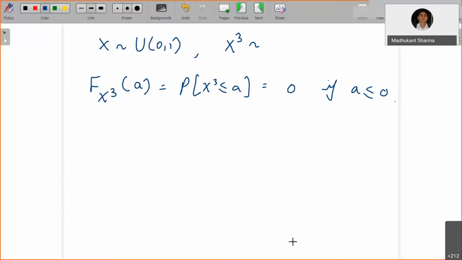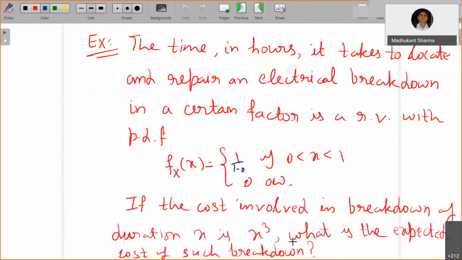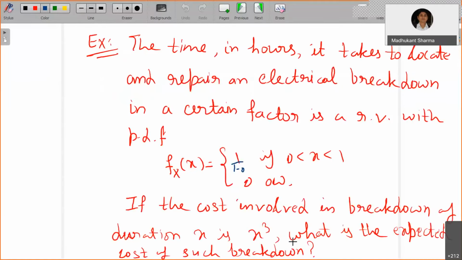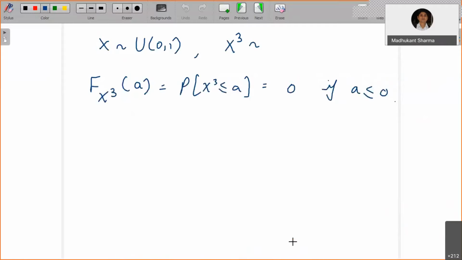Because X cube is negative, it's not possible, because all X values are positive. X cube can never be negative, and can never be 0, because X is never 0. So that's straightforward if a is less than or equal to 0. Now we need to find X cube less than or equal to a when a is greater than 0.